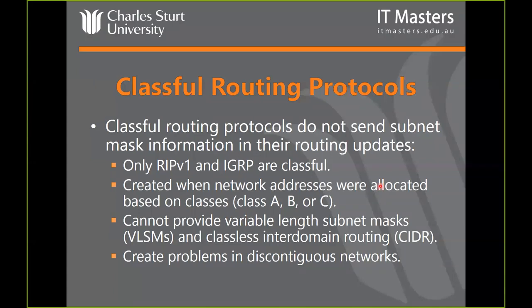And this can create problems in what are called discontiguous networks. Say you're using the 10 address range, and you've got a three-router network, a router in the middle and two routers either side, and on either side of routers 1 and 3 you have the 10 network. They're both using the same network number, but they're split by another router in the middle. So they're discontiguous, they're not connected together. Classful routing protocols play havoc with that sort of environment.